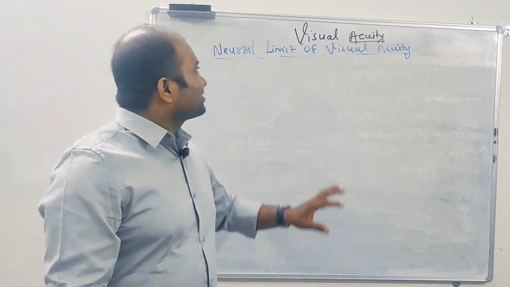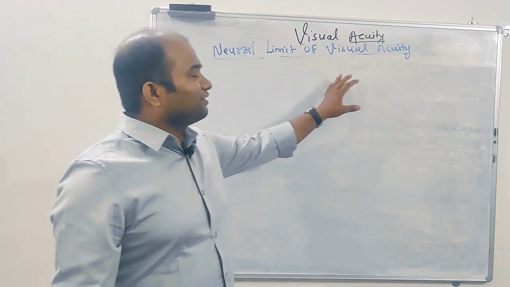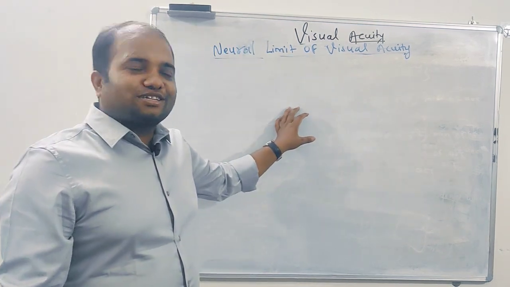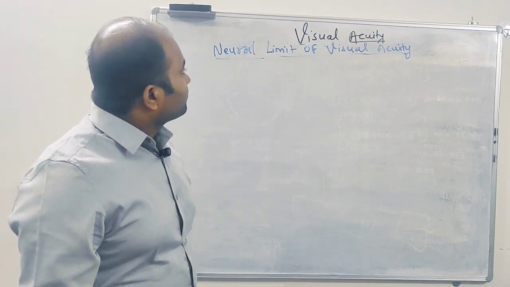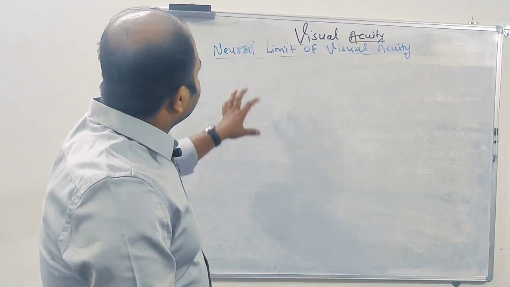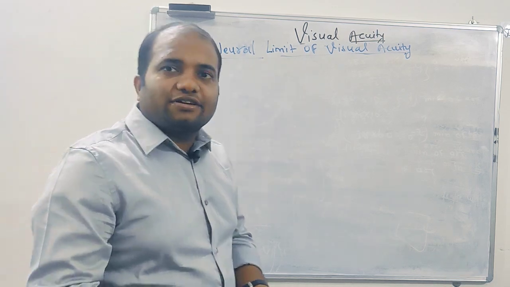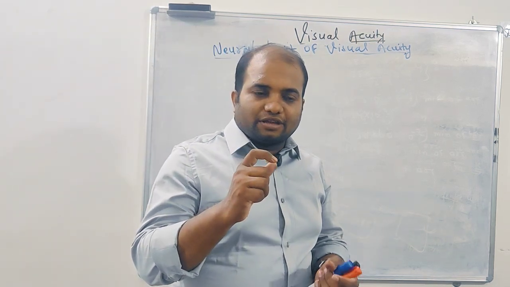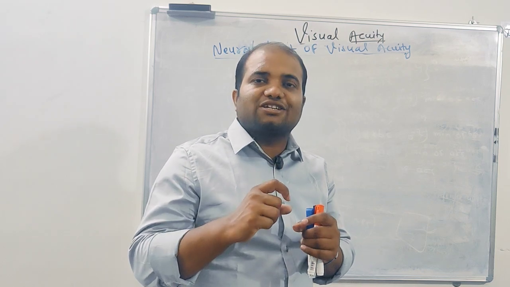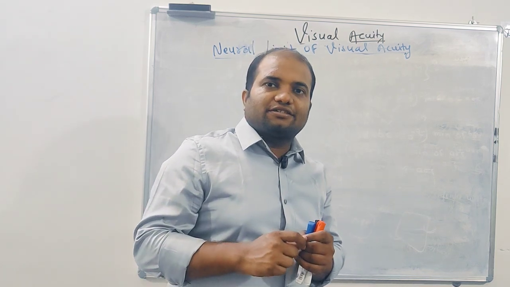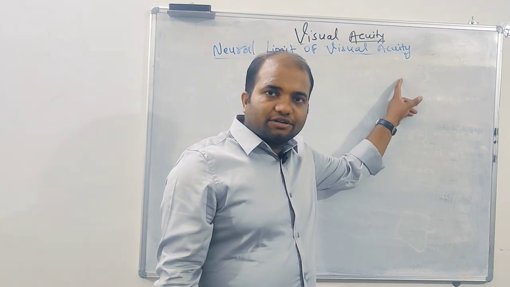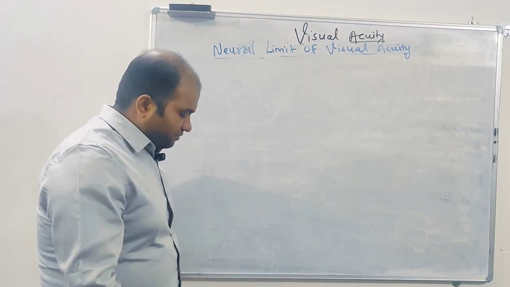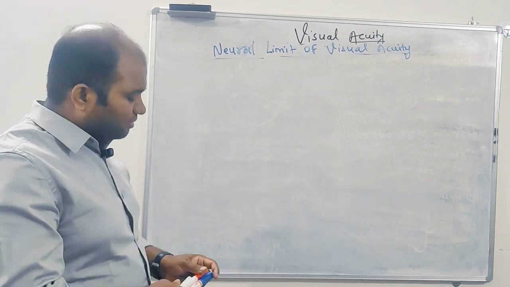Today we are going to discuss the neural limit of visual acuity. It is a continuation of the lecture on visual acuity. In this we are going to see how, because of the neural cell density, that means the retinal cell density in the retina, our vision is limited. Okay, so for this let us explain.